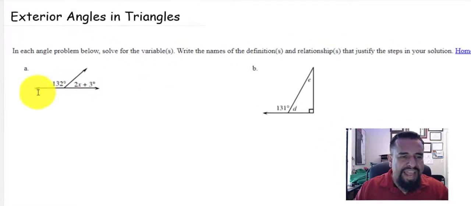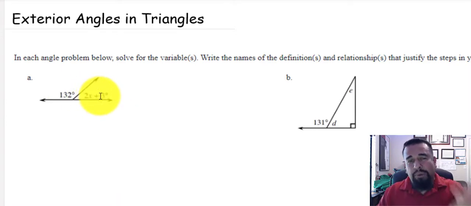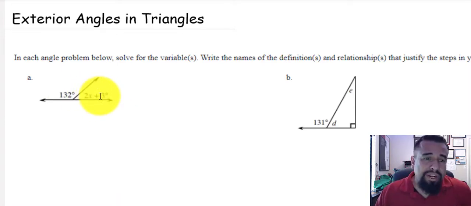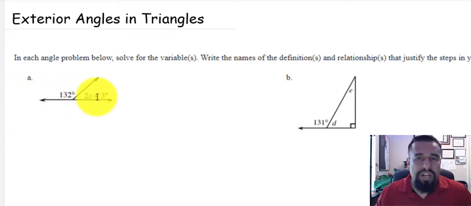The first one is a straight angle. Right here, we're looking at the bottom, right? That's called a straight angle, and this angle is 180 degrees. And notice they divided this angle here. So that means that this angle here of 132 and this angle of 2x plus 3, if I add them both up together, they will equal 180 degrees because the whole thing here at the bottom is 180 degrees.